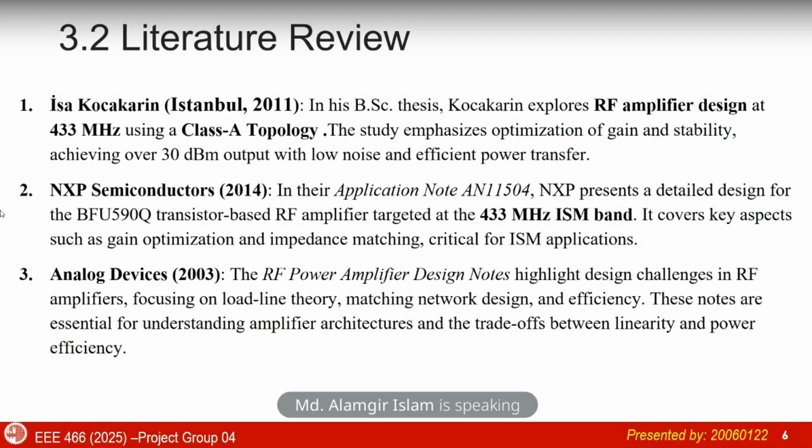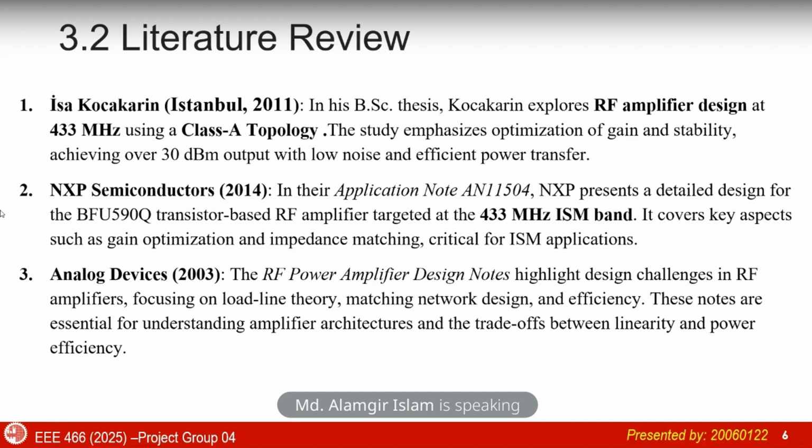Here's our project literature review. First literature: Isa Kokakerin, Istanbul, 2011. In his BSc thesis, Kokakerin explores RF amplifier design and 433 MHz class A topology. We mainly take our main circuit from this literature.